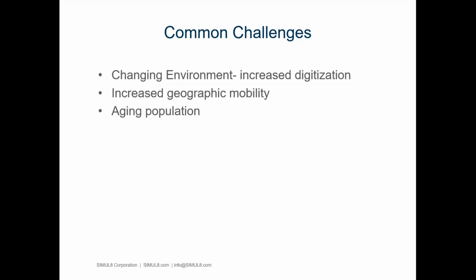Now I'm going to take a look at social care. Some of the common challenges here are that we have very much a changing environment. We have increased digitization of healthcare records and that kind of thing, which means we really need to change the way in which we work. There's also a lot of increased geographic mobility. In a lot of big cities, we've got a lot of inward migration, and we have an aging population as well.